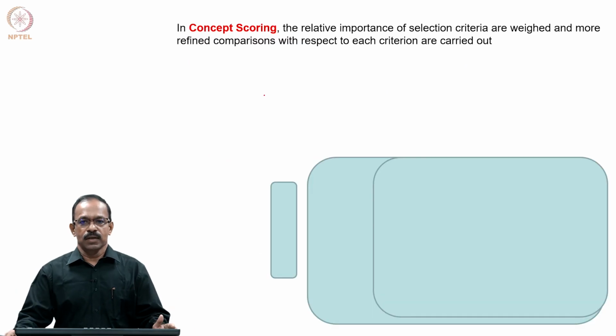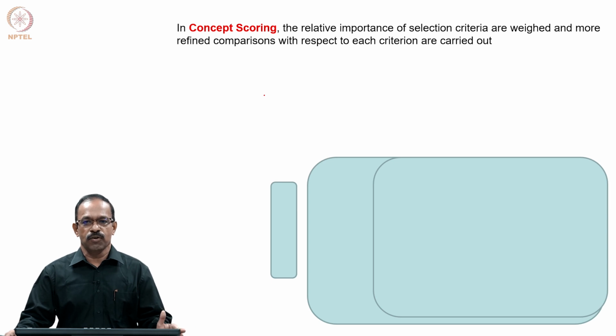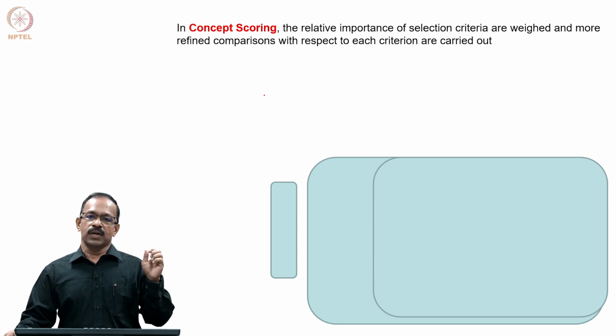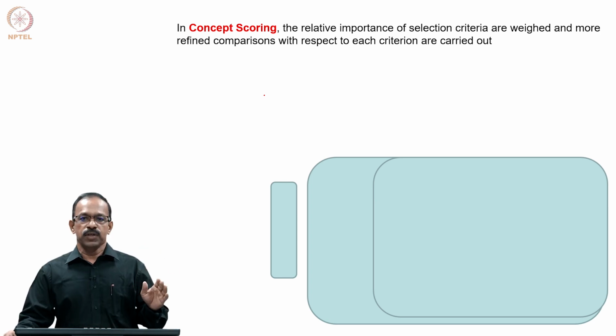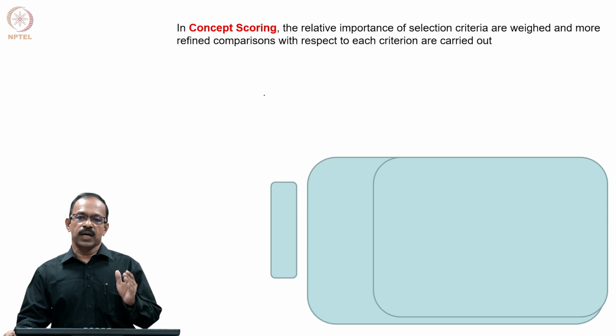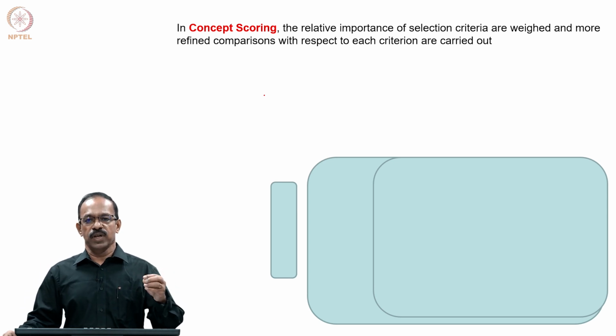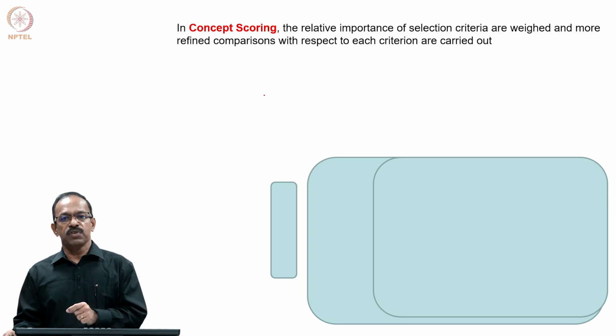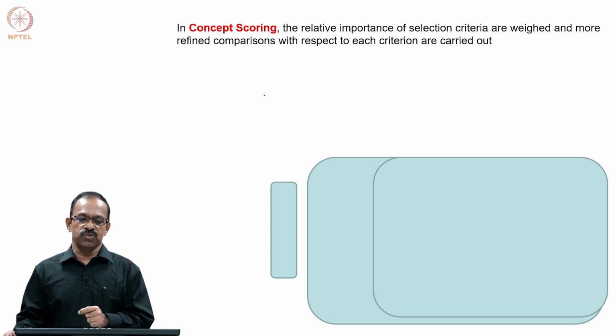In the last discussion, we found that concept selection has two stages, that is concept screening and scoring. We use Pugh's method to do the concept screening, and at the end of the concept screening we will bring down the large number of concepts to a smaller number, and we will do a more objective evaluation of this smaller number of concepts using the method concept scoring.